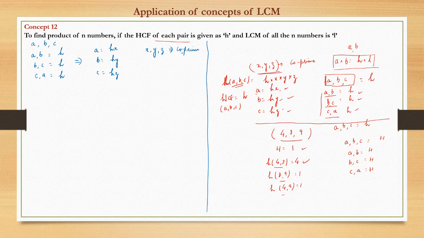Co-prime. Okay. Now see here. And LCM of all the numbers is M. So LCM of A, B, C is given as small n. So let us see the product of all the numbers.